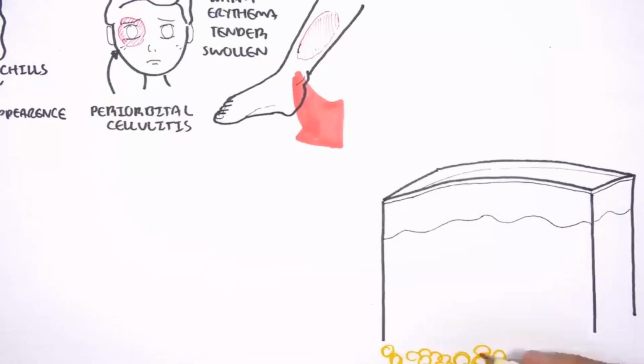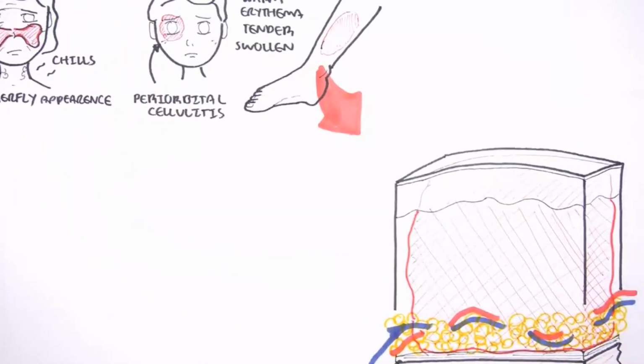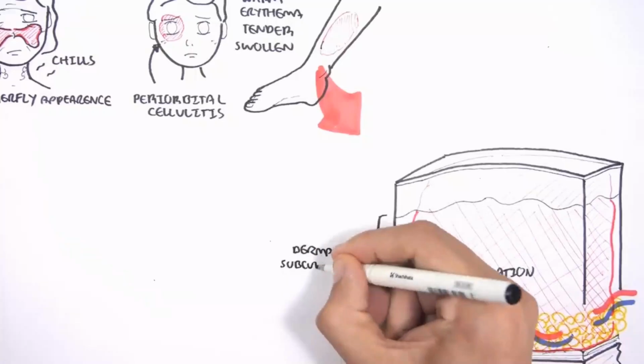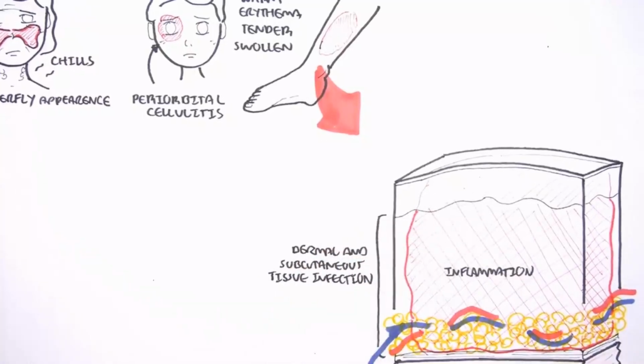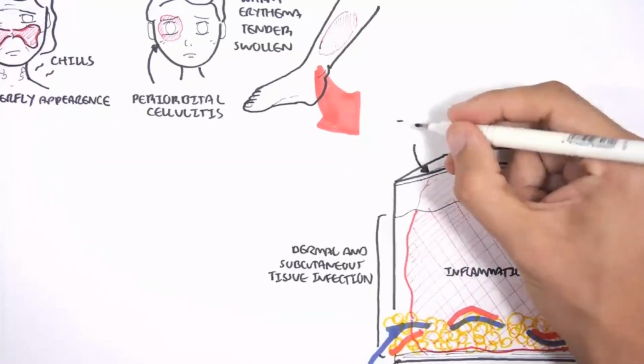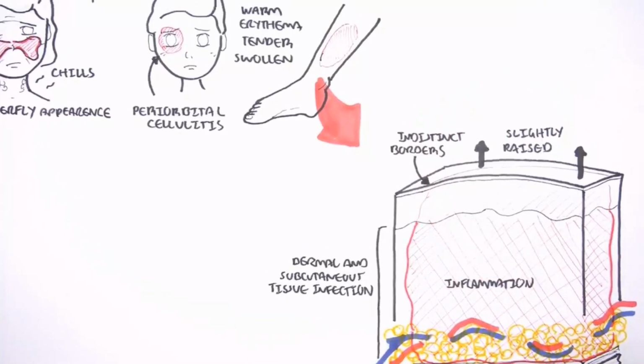Cellulitis is a bacterial infection involving the dermis, more specifically the deep dermis and the subcutaneous tissue. And because it is a deeper infection, a deep dermal infection and subcutaneous tissue, the appearance of the skin is only a little bit of swelling, it's only slightly raised, and you have more of an indistinct border.